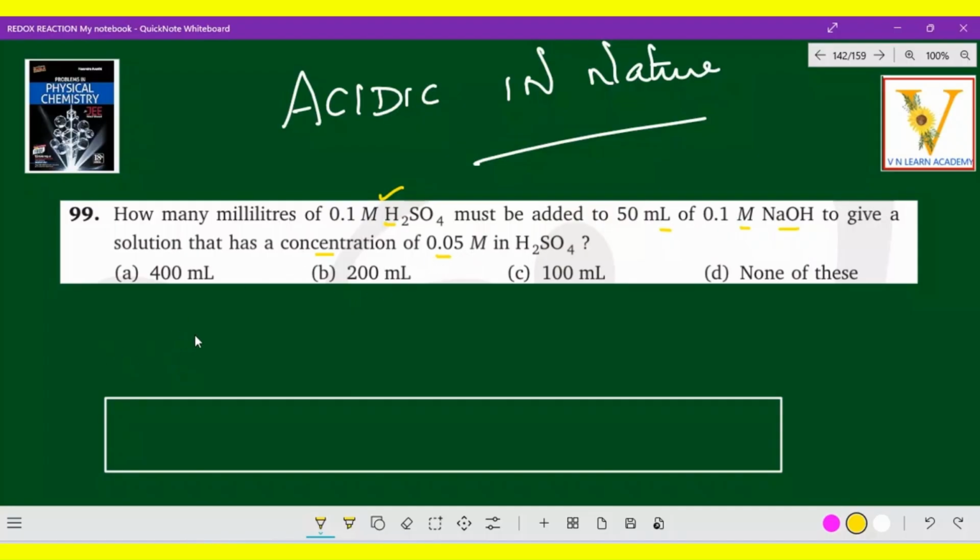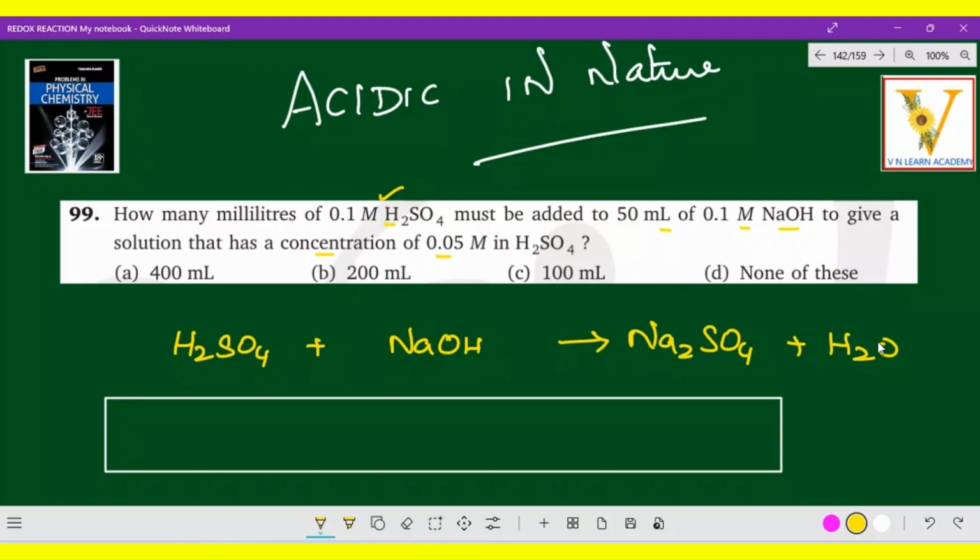Now let us write that equation, then we will write all the data, then finally we will see the result. What are the points to be noted down here? H2SO4 plus NaOH gives Na2SO4 plus H2O. Here in Na2SO4 we need 2 NaOH. Here H2 and here also OH2, so automatically you will get 2H2O. So is it balanced? Yes, it's balanced.